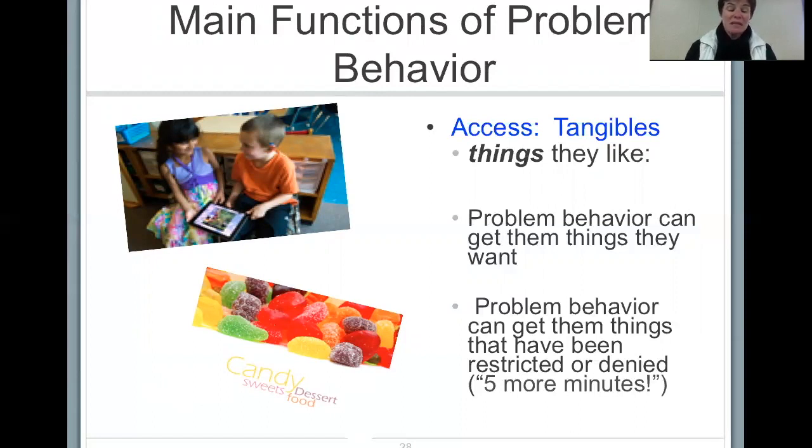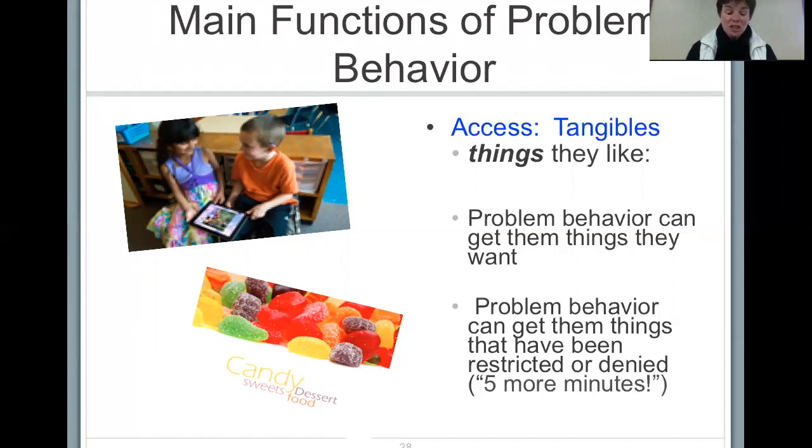Additionally, students may attempt to access things they like, tangibles. A child who asks mom for some candy at the store might not get it, but if the child falls on the ground and makes a scene, she might just get that candy because mom wants her to stop making a scene at the grocery store.